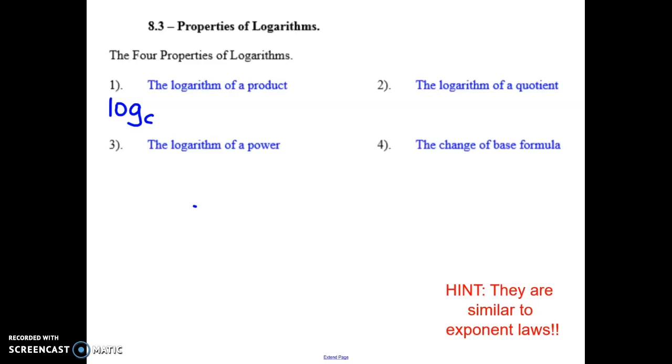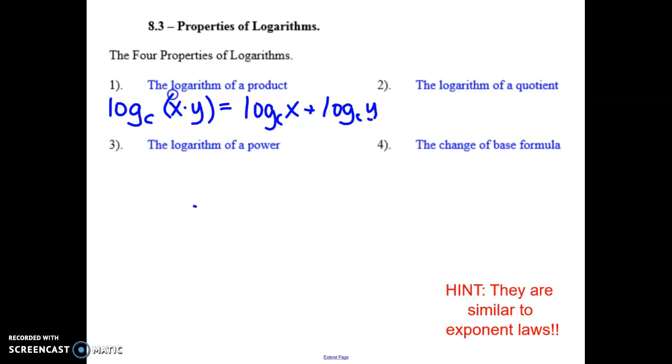We're getting here into section 8.3, which is properties of logarithms. Please write down these 4 properties. The first one is the logarithm of a product. So if you have log base c and then you've got 2 things multiplied together, like x times y, we can break that into log base c of x plus log of y with a base of c.